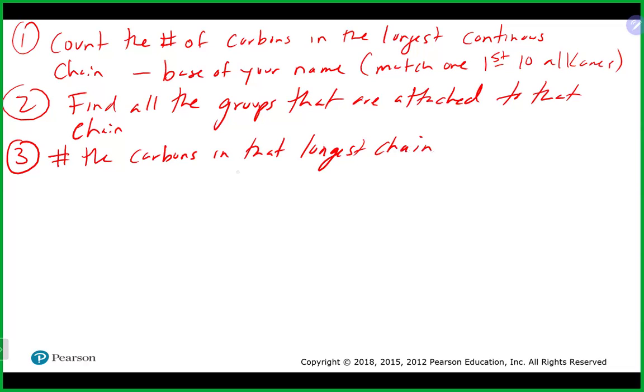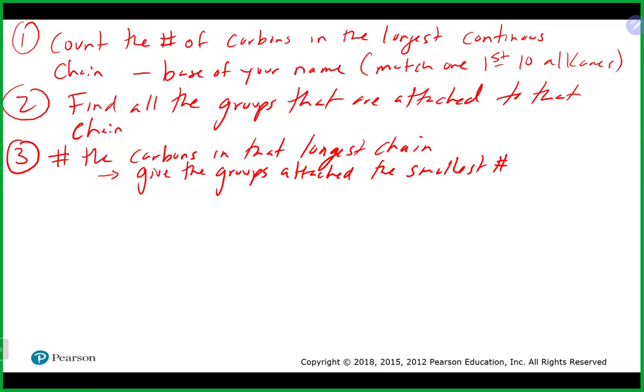Now, the way that we number the carbons, which I think was a question a second ago, it doesn't matter. You could go left to right, go right to left. You should check both ways. The way we always want to number the carbons in an alkane is to give the groups that are attached the smallest numbers. So we want to number those carbons in the longest chain, whichever way will give the groups, the stuff that's attached to that longest chain, the priority in terms of the smallest number.